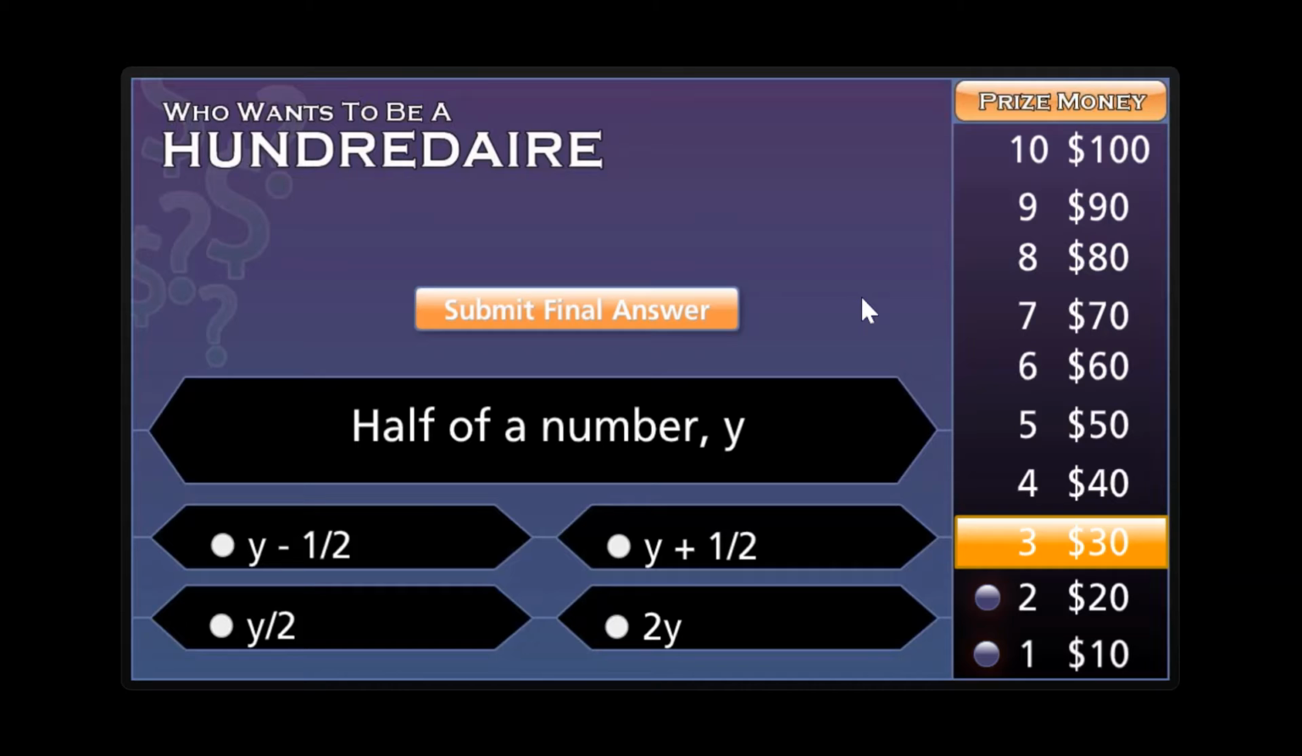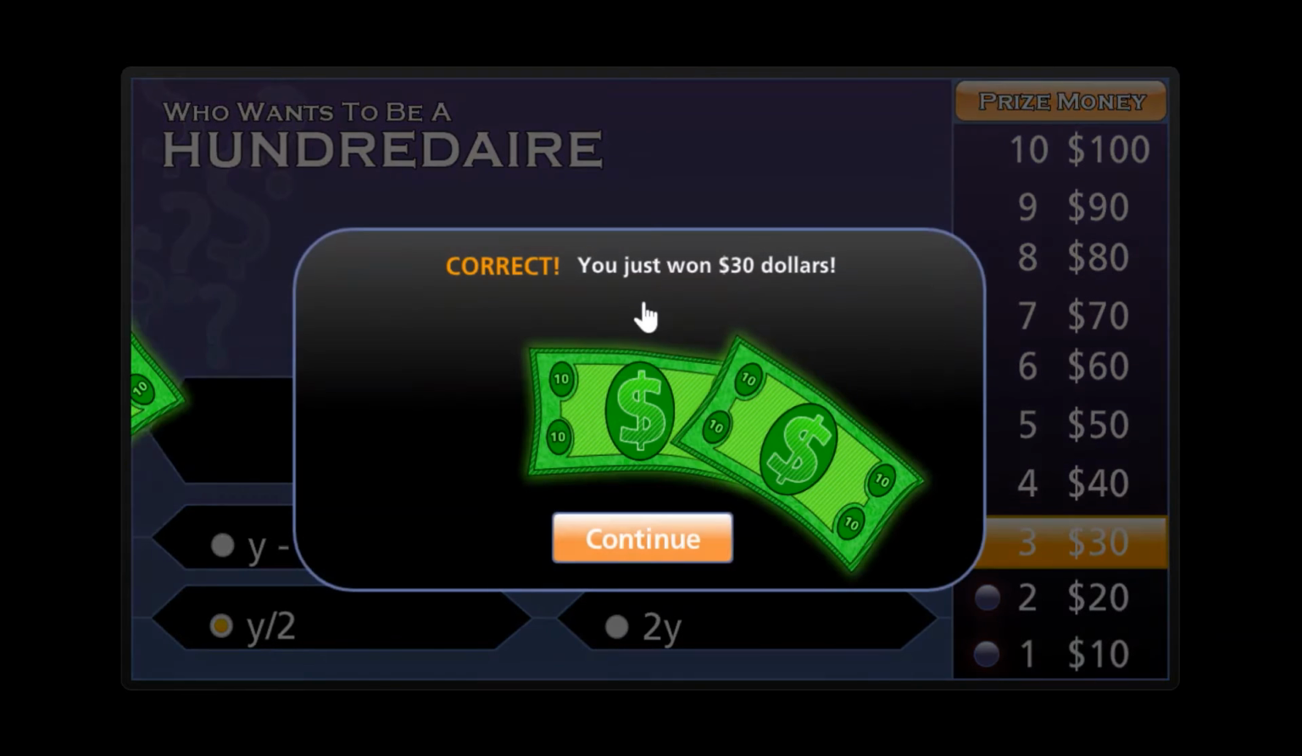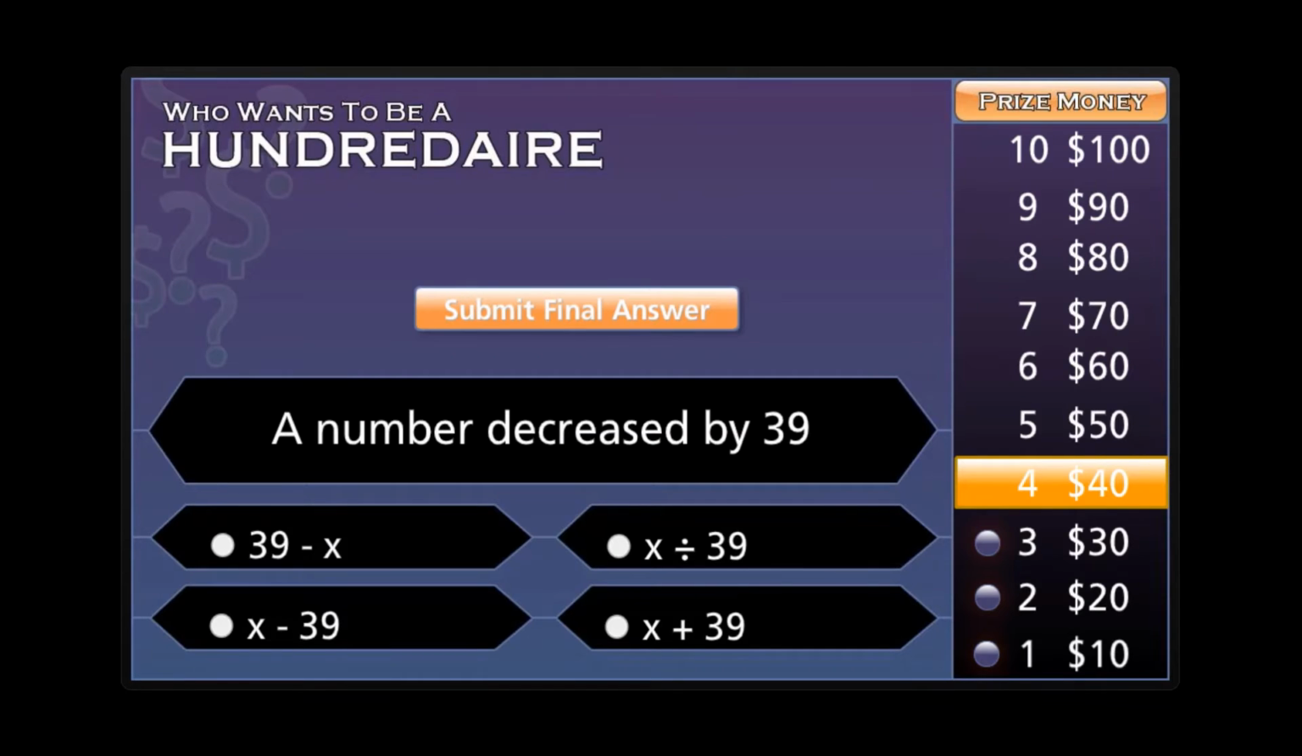Half of a number, Y. Okay, so if it's half of Y, then doesn't it have to be this one? Number 4 is a number decreased by 39. As you can see, X is the variable over here, and the answer would be X minus 39 because it's decreased by 39.